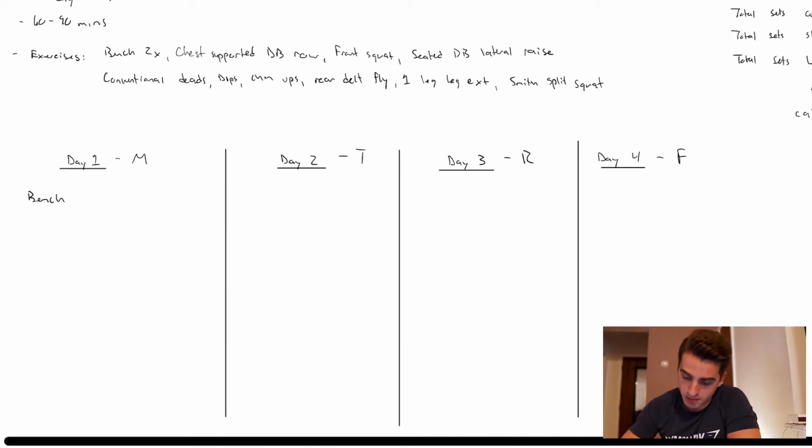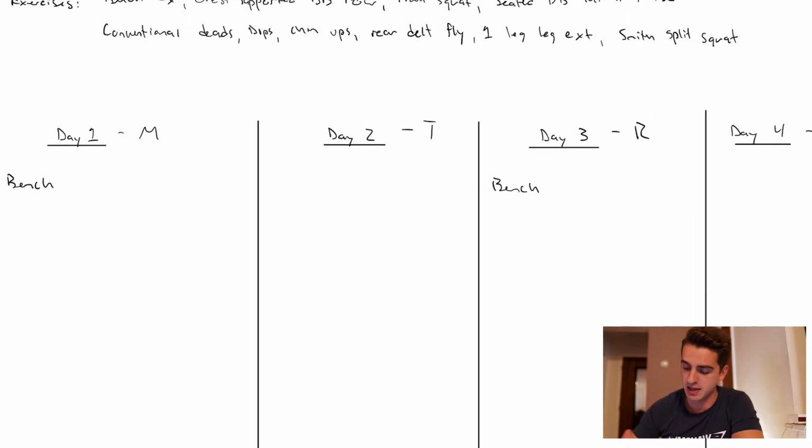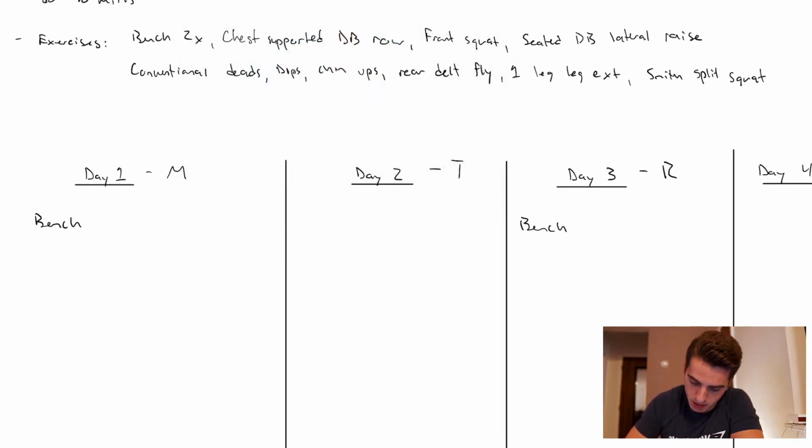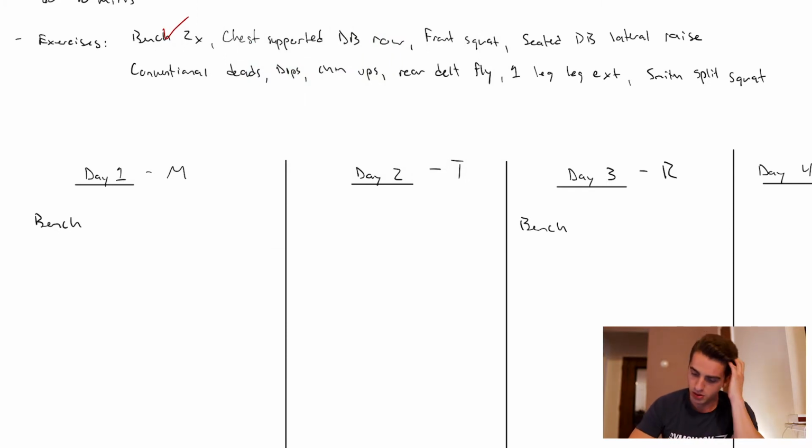So we know that Monday and Thursday are going to be our upper body days. So I'm going to put bench for both of those. What I'll probably end up doing is having Monday be a lighter day and then Thursday be a little bit of a heavier day, so changing the rep ranges there, but we'll come back to that later. So bench is checked off. Now we want chest supported dumbbell row, so we'll put that on Monday.